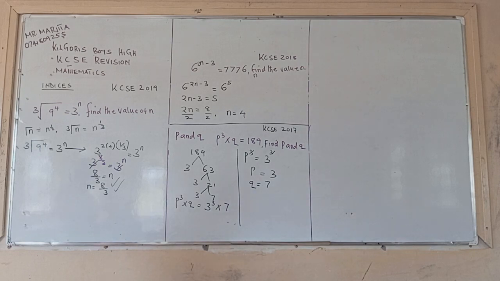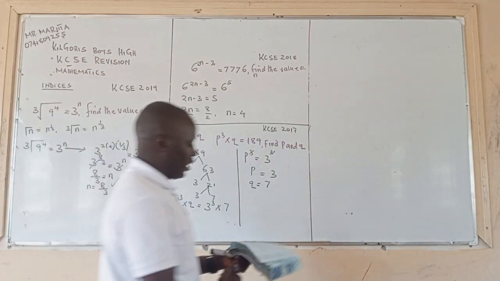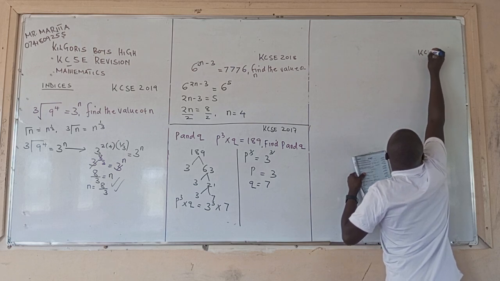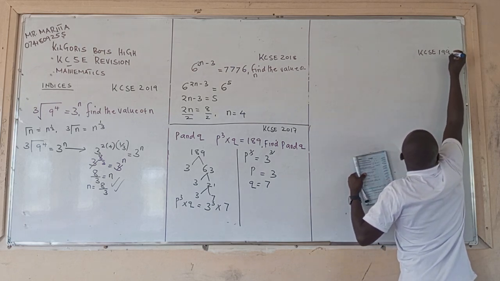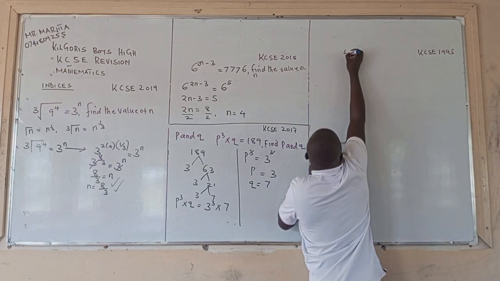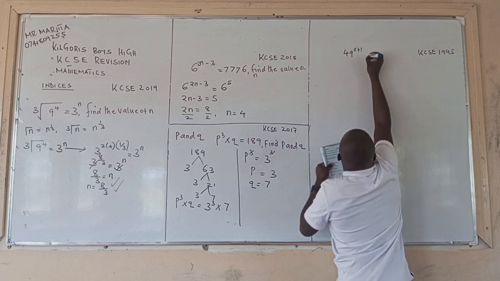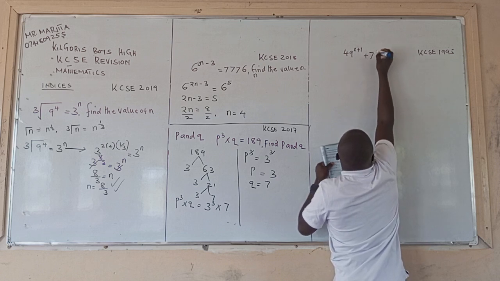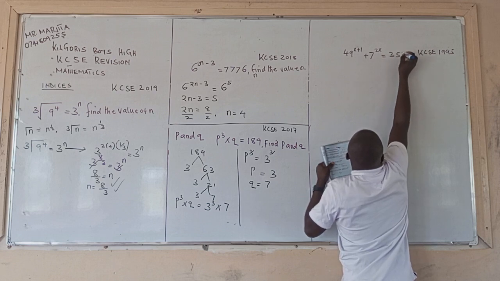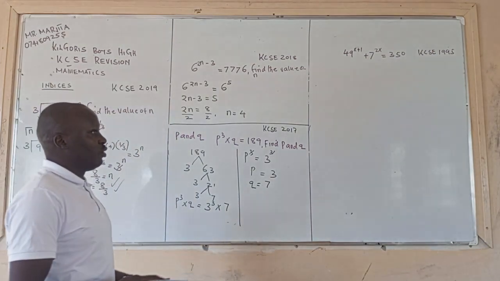The last one we have, let us look at KCSE 1995. In 1995, find the value of x, where we have 49 raised to x plus 1, plus 7 raised to 2x, and the answer is equivalent to 350. So we are supposed to find the value of x.